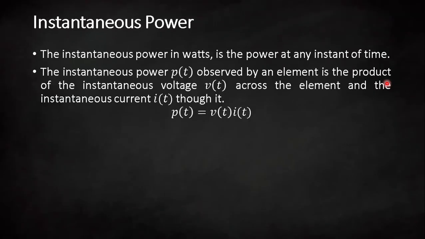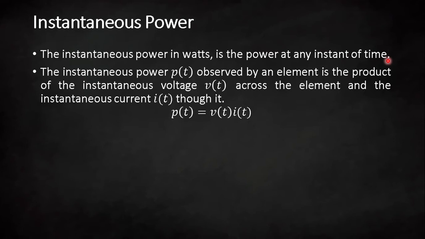Instantaneous power is measured in watts, because the unit of power is watts. What is instantaneous power? It is the power at any instant of time. Let's say I have a current source applied to an inductor. If I want to find the instantaneous power at time t equal to 1 second, we have to find the value of voltage and the value of current at 1 second, and simply by multiplying voltage and current we can find the power.